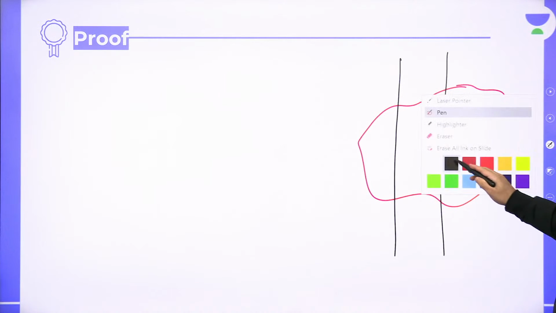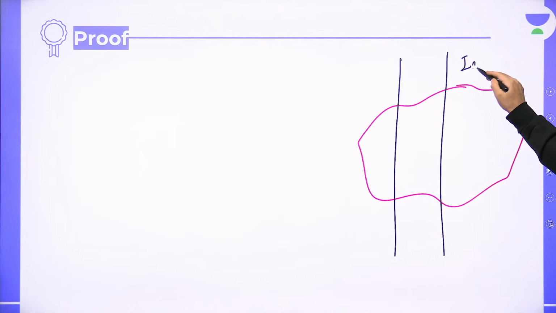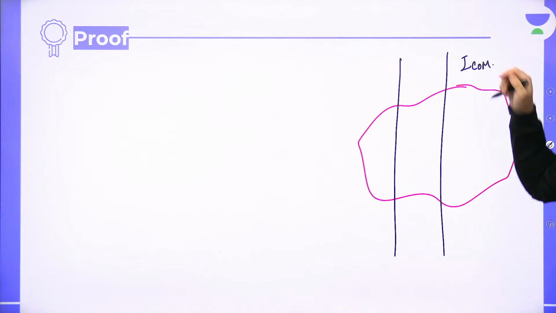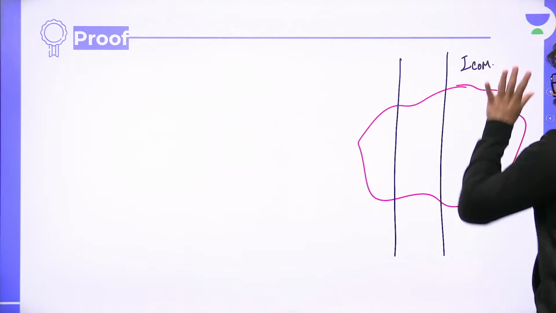Listen to me very carefully. Can I say the moment of inertia about this axis will be, I call that ICOM, okay? Moment of inertia we represent with I. Moment of inertia about an axis which is passing through its center of mass is nothing but ICOM.